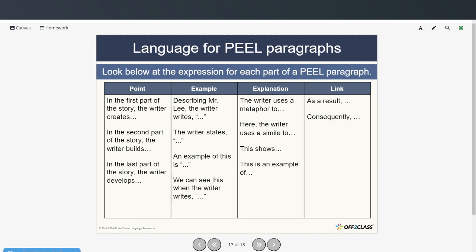Explanation, the writer uses a metaphor. Here the writer uses a simile. This shows, this is an example of. And then the link, as a result, or and consequently.